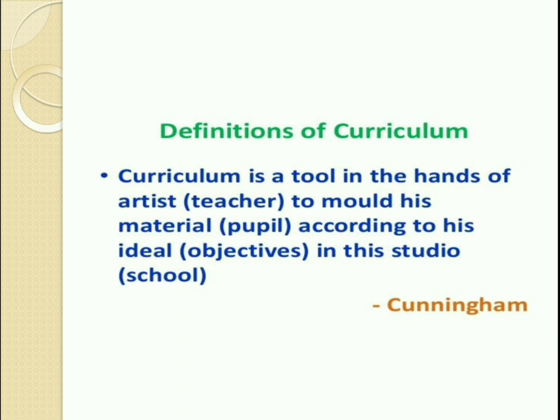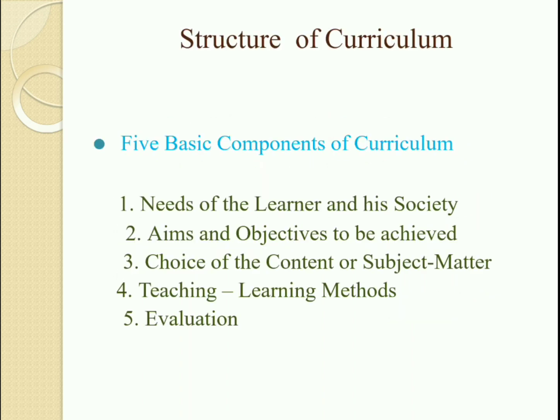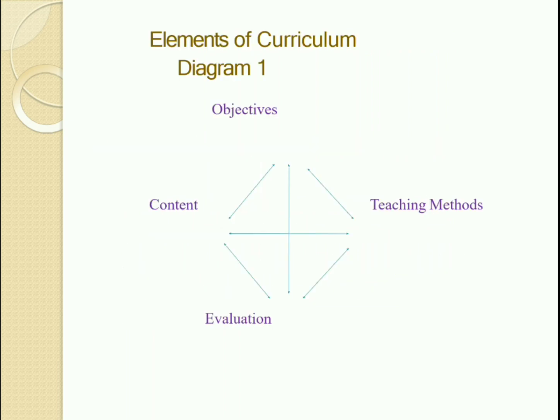And the structure of curriculum: there are five basic components of curriculum. The first one is needs of the learner and his society. Second is aims and objectives to be achieved. Third is the content and subject matter. The fourth is teaching and learning methods. And the fifth is evaluation. The elements of curriculum are objectives, teaching method, evaluation, and content.